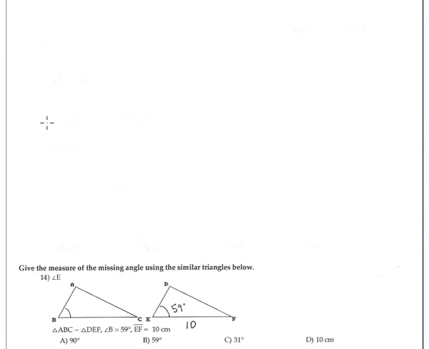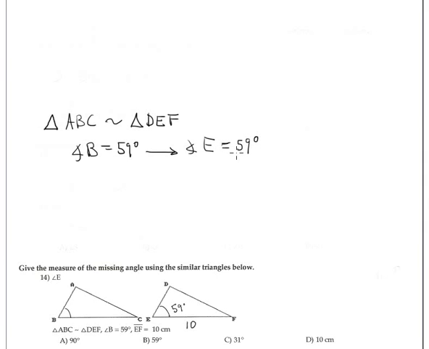Okay, 14 is giving this information. Triangle ABC is congruent or similar with the triangle DEF. And the angle B is given as 59 degrees. And according to the position and the side, this is associated directly with the angle E. And this is the question, what is the angle E? E, of course, is exactly the same, 59 degrees.